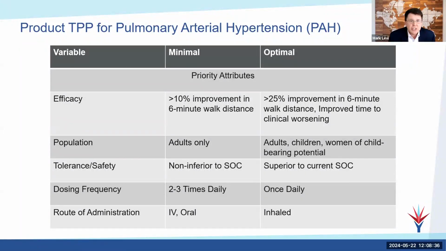For the population who could take the drug, at minimum, you would want it to be efficacious in adults. Optimally, it would be adults, children, and women of childbearing potential. Tolerance and safety go back to the same as for asthma, non-inferior versus, and optimally you would be superior. Dosing frequency, multiple times a day, optimal once daily. Route of administration, yes, in the most serious of cases, IV, then oral. Optimally, you would have an inhalation product.